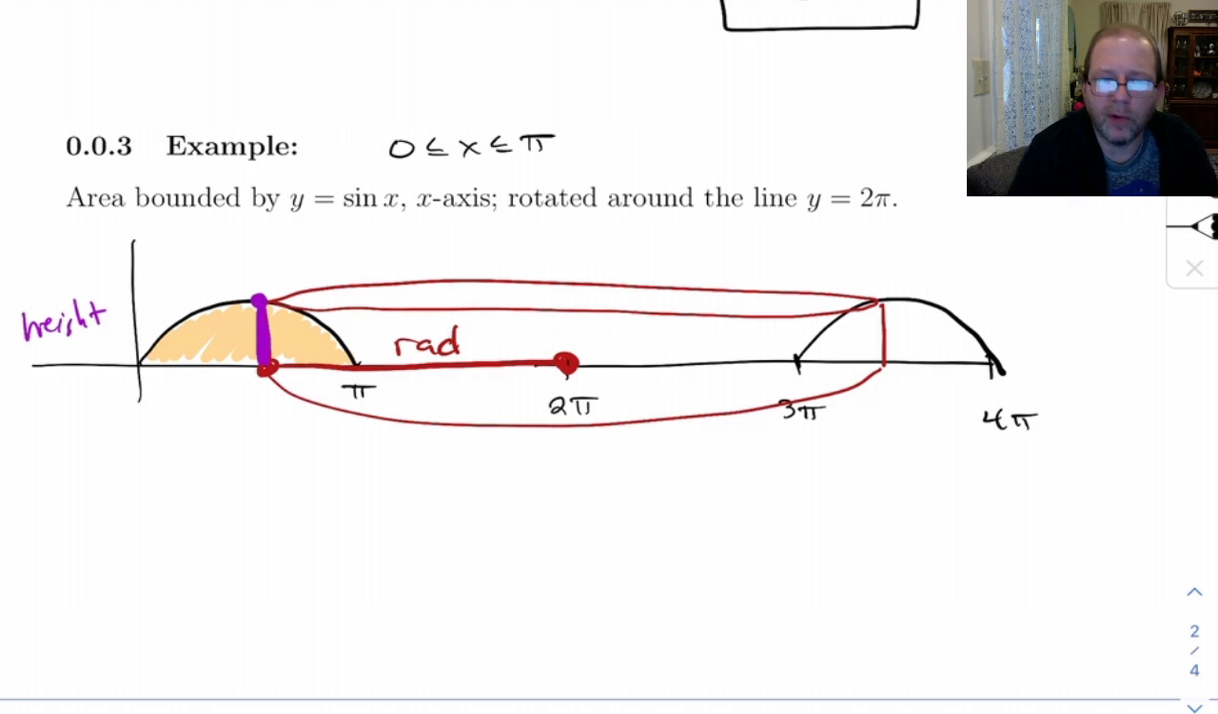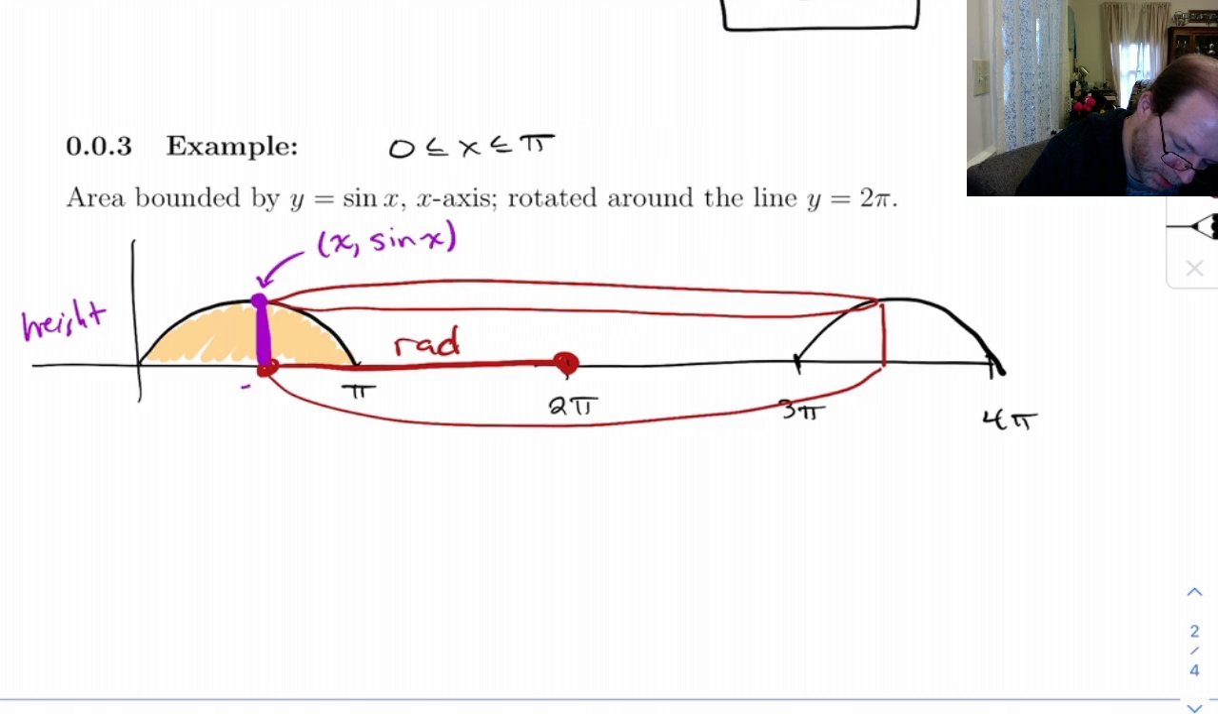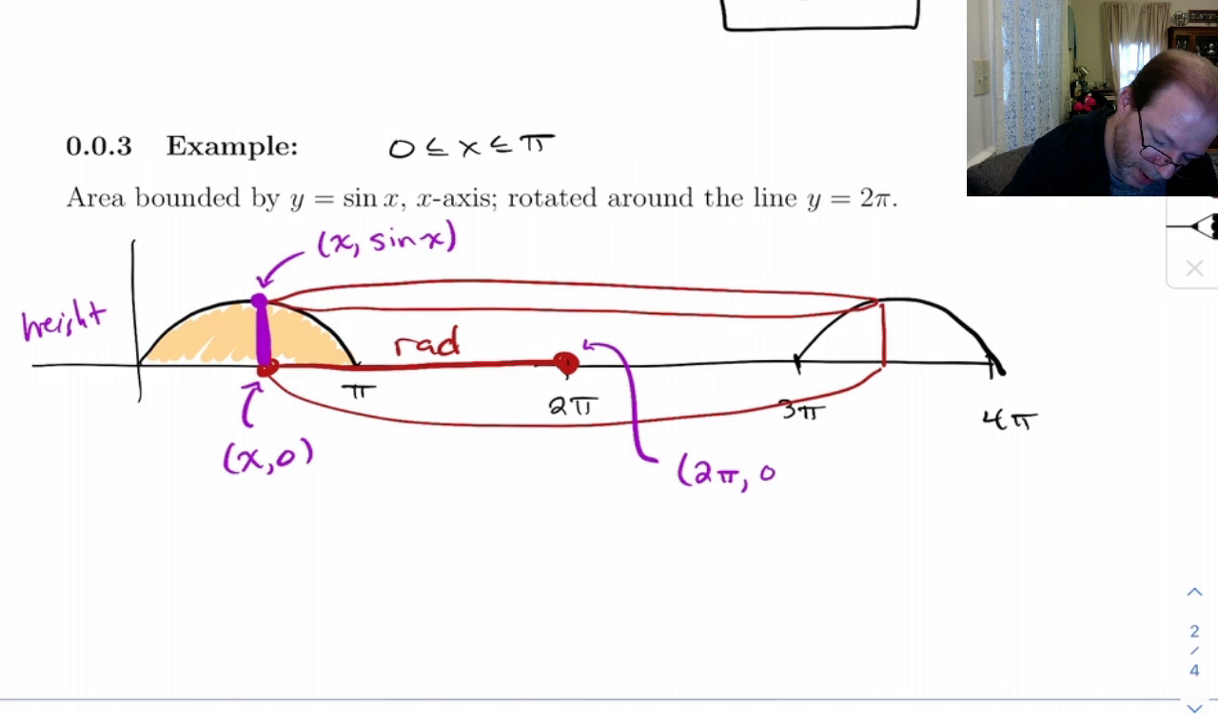All right, let's label all these points. This point here is the point, well, let's see, it's x, sine x. This point here is x coordinate x, y coordinate 0. And this point is x coordinate 2 pi, y coordinate 0. All right, so the radius is the distance from this point to this point, and so that's going to be the difference in their x values. So the radius is going to be 2 pi minus x.